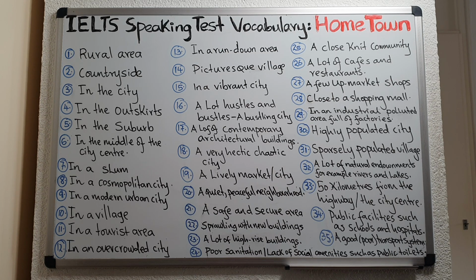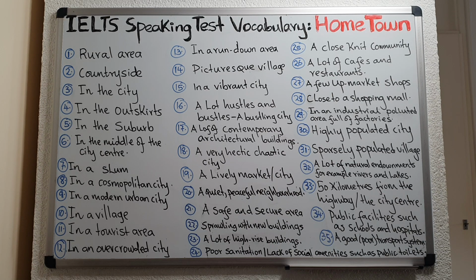There is a lot of polluted air that is being released by the factories, and because of that, the air is contaminated with harmful or poisonous substances. So if you live in an industrial area, then it means that you live in an area that is full of factories, okay? Number 30, highly populated city.